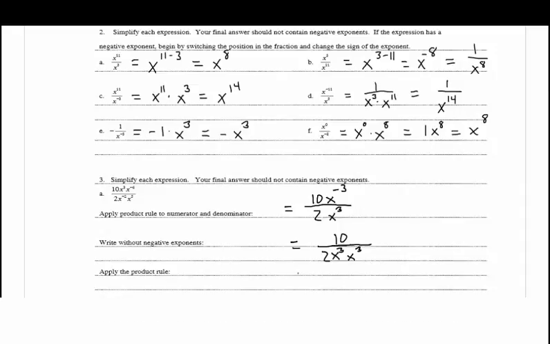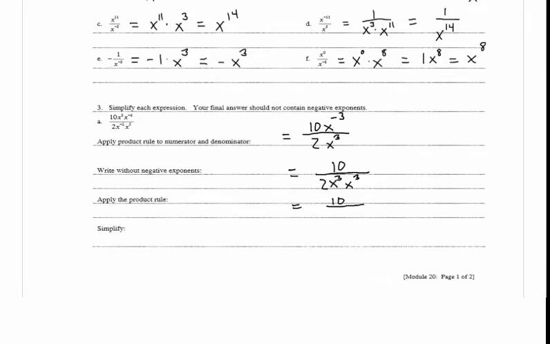And now they want us to apply the product rule. So we're going to have 10 divided by 2, and we have x cubed times x cubed is x to the 6th. And now we want to simplify. 10 divided by 2 is equal to 5. So we're going to have 5 over x to the 6th.